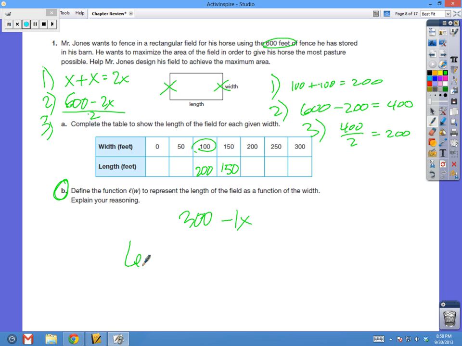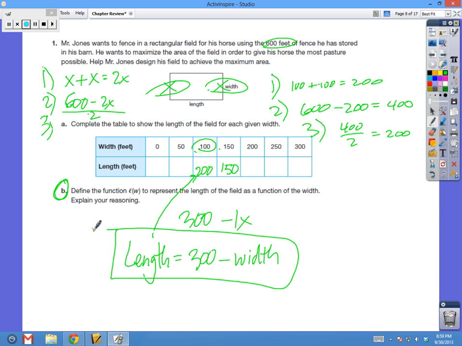My formula is going to be, to calculate the length, I'm going to take 300 minus x, and x in this case is our width. So I'm going to take 300 minus whatever the width was, and let's test it out. To find the length right here, the width was 100, so I'm going to take 300 minus 100, and it should give me a length of 200. If the width is 150, 300 minus 150 is 150. There you go. So right here is your function.